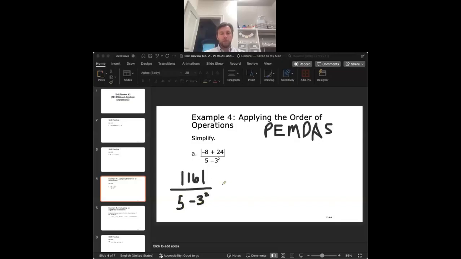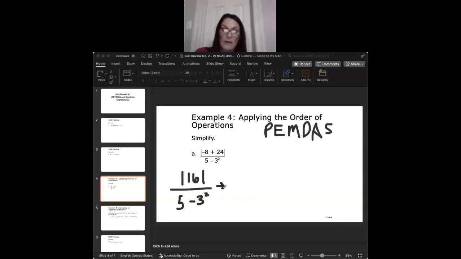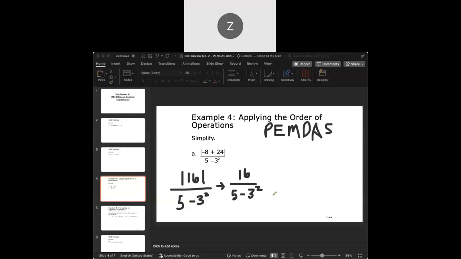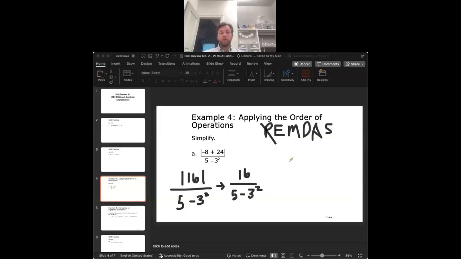Now what? Exponents? Before we move on, what's a positive already, so we just do the absolute value now. So the absolute value of 16 is 16. So that becomes 5 minus 3 squared. All right, now I'm done with the parentheses step. Exponents. Do I have exponents? Yes. So what does that give me? 9.